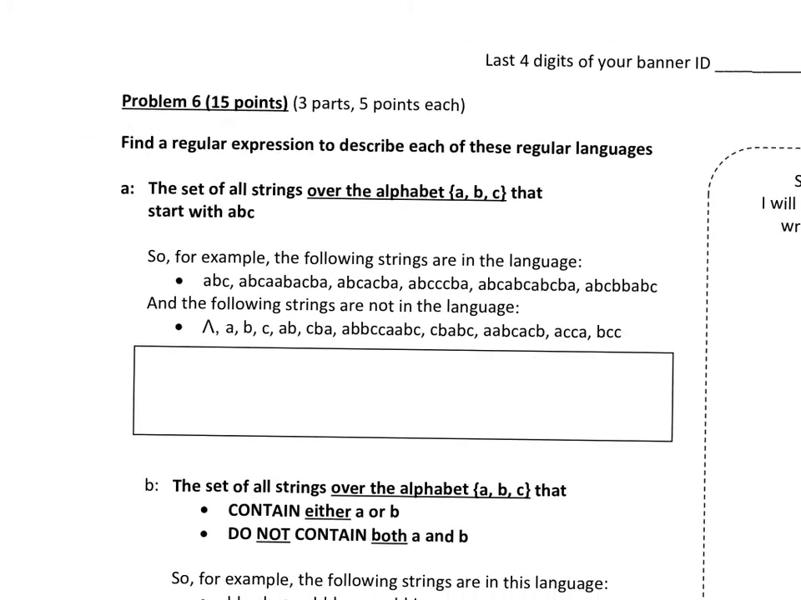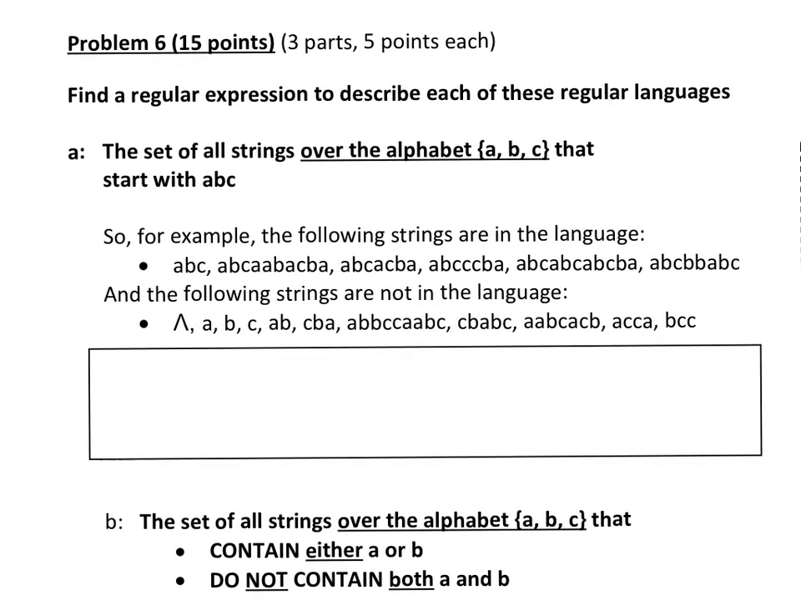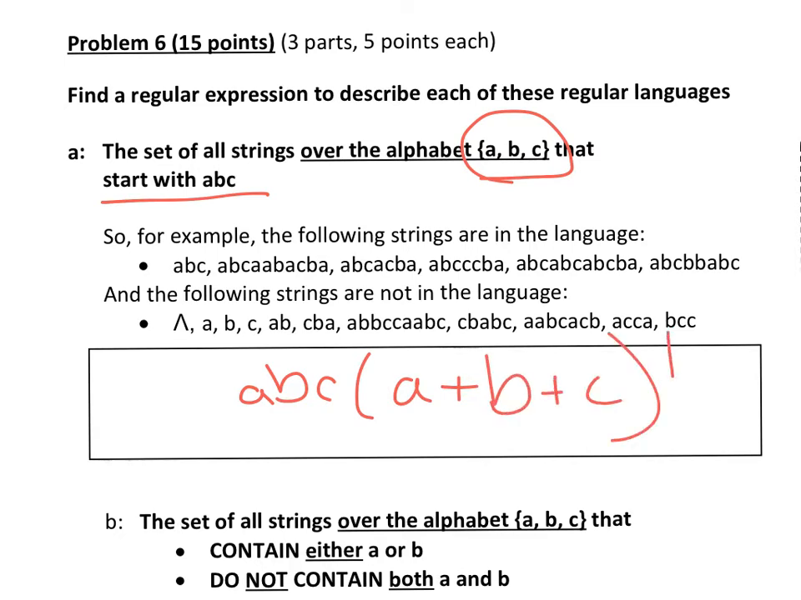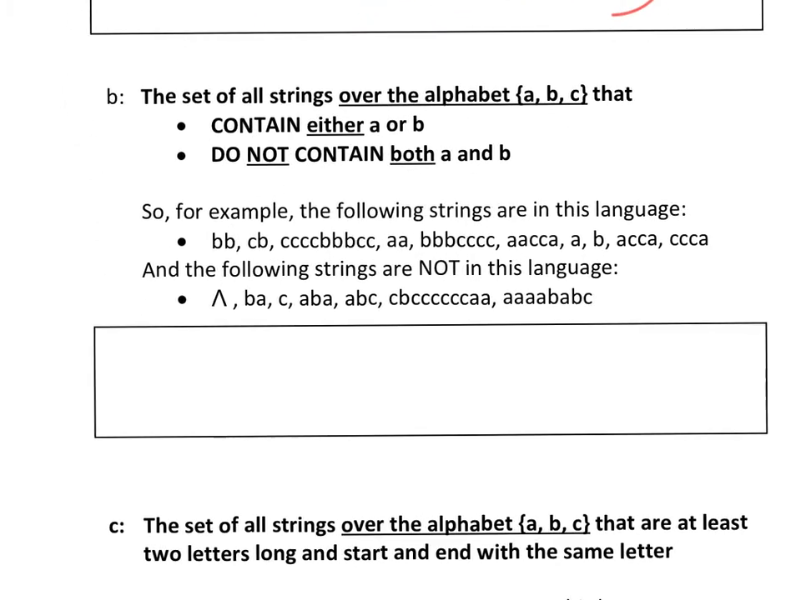Okay, so here we're just practicing writing regular expressions. And we need the set of all strings over the alphabet A, B, C that start with A, B, C. So this one's easy, right? It starts with an A, a B, C. And then after that, you can have 0 or more of any of those letters. So A plus B plus C, and the whole thing starred. Let's go look at the next one.